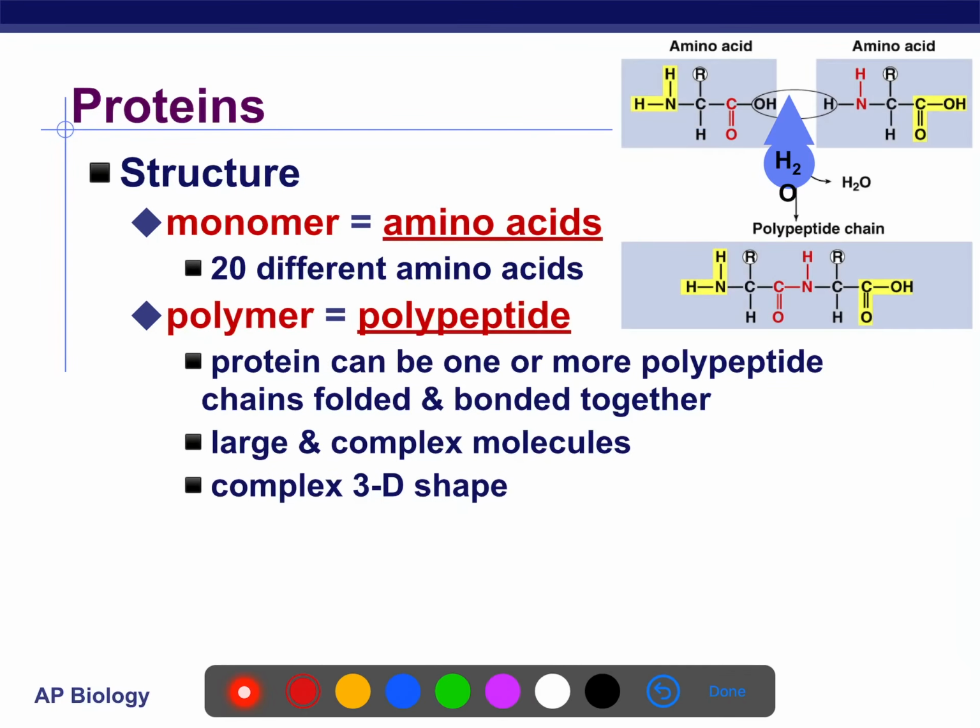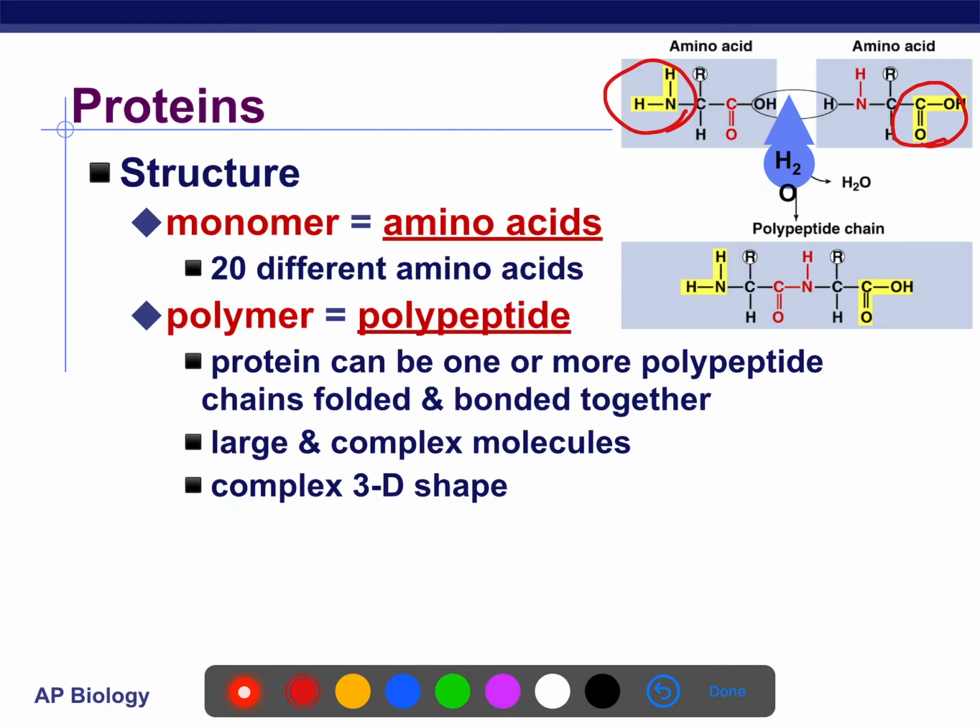And so proteins, the monomers are called amino acids, and they're called amino acids because of this amino group that they have. When you think amino, you can think nitrogen. And then the acid comes from this carboxylic acid that's on the other end of each amino acid, and so that's where they get their name.